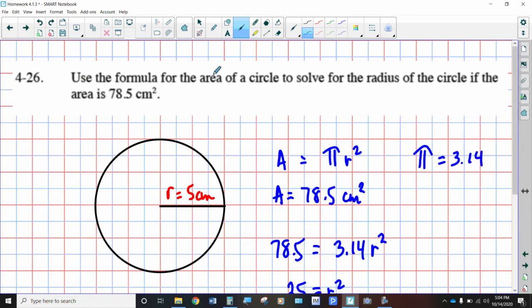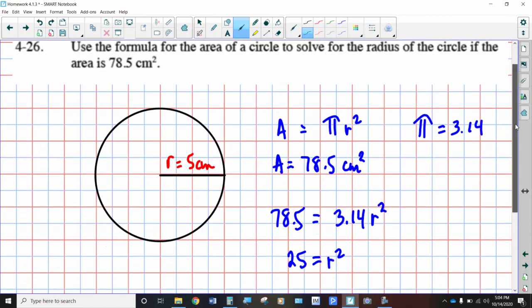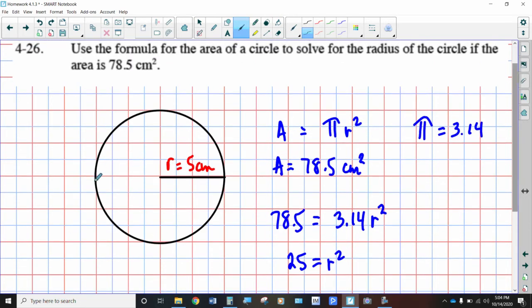I use the formula for the area of a circle to solve for the radius of the circle that has an area of 78.5 square centimeters. All right, well, we saw this in yesterday's homework where we started off with a circle with a diameter of 10, so its radius was 5, and then after going through the process, we found it had an area of 78.5. So now we're going to work that process in reverse.